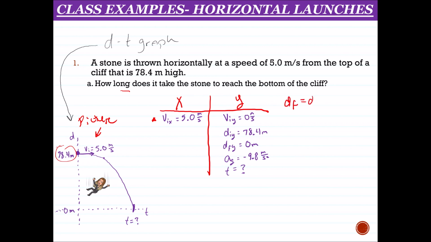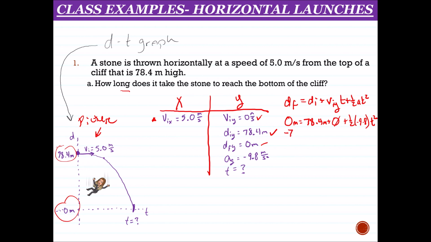My final displacement, I'm going to use the position function. This is initial velocity in the y times time plus 1/2 at squared. The final displacement is 0. The initial displacement is 78.4 meters plus initial velocity in the y. It's as if the stone is being dropped because it's not being propelled upward or downward. So the initial velocity in the y is 0. 0 times time is still 0. Plus 1/2, negative 9.8 meters per second squared times time squared.